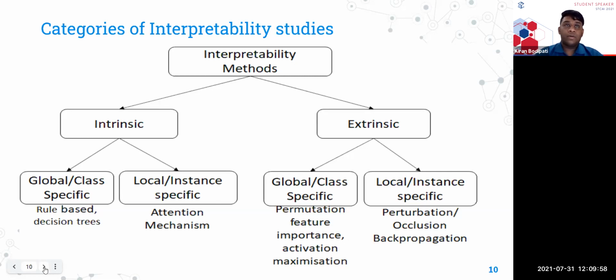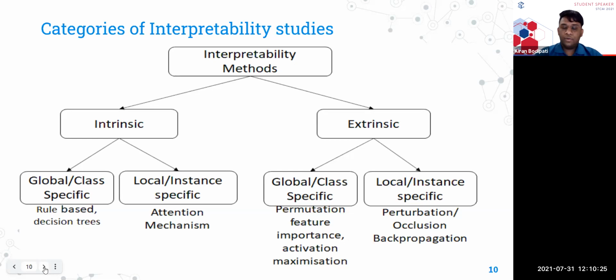Sometimes the interpretability models are specific for a given neural network, and sometimes they can be general, which I will discuss further. The global intrinsic interpretability methods use rule-based decision trees and forests to provide their explanations. At the node level, we also have the graph attention mechanism, which provides an intrinsic explanation.